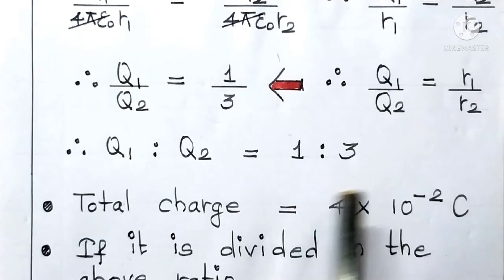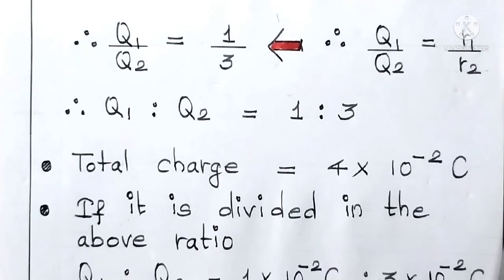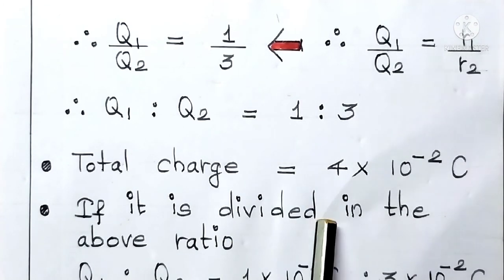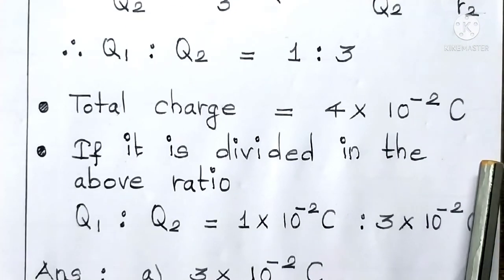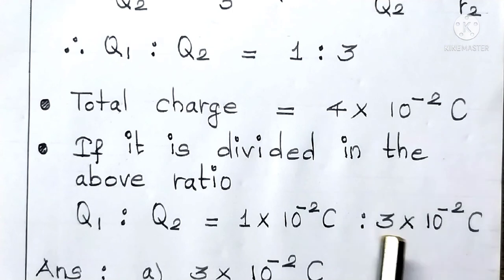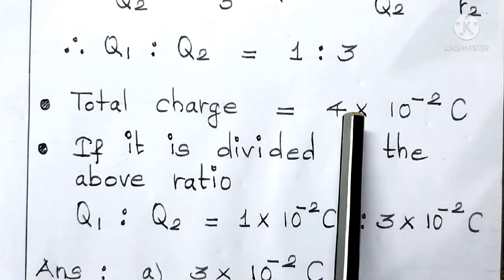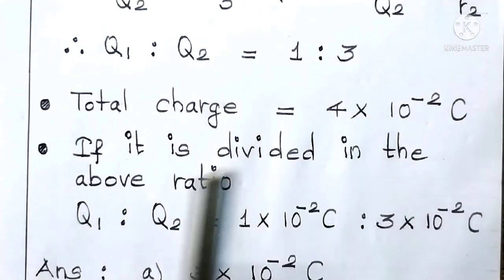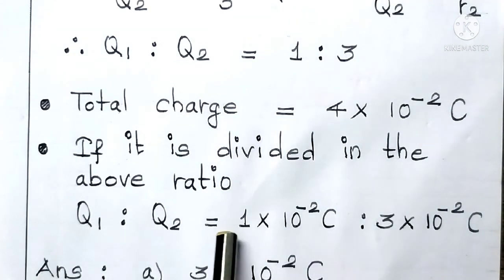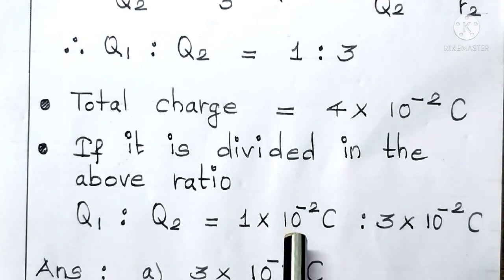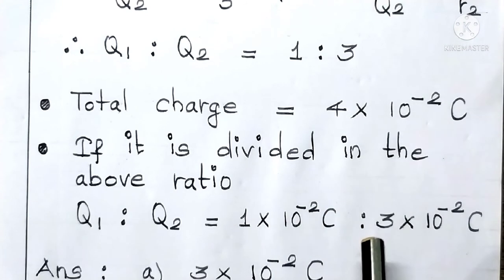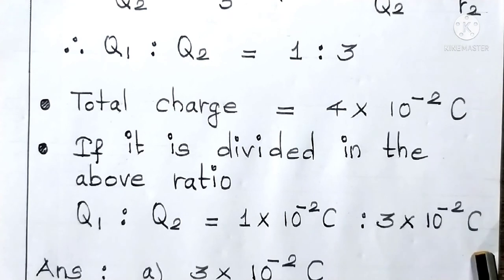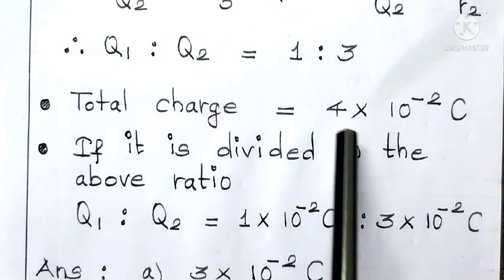If this total charge is divided in the above ratio, that means in the ratio 1 is to 3, what will happen? If we take 1 out, then remaining is 3. So if the total charge 4 into 10 to the power of minus 2 coulomb is divided in this ratio, then it will become Q1 is to Q2 is equal to 1 into 10 to the power of minus 2 coulomb is to 3 into 10 to the power of minus 2 coulomb. Now you just add it and see, 4 will come.